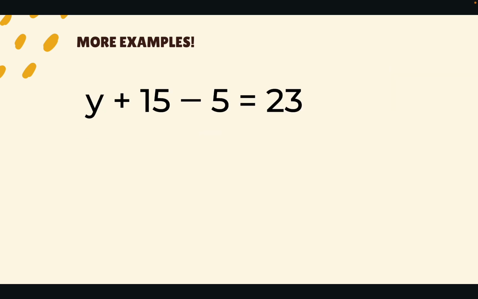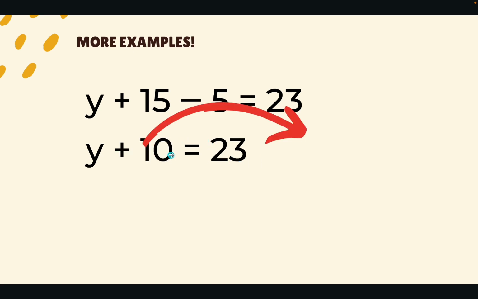Let's have more examples. I have here y plus 15 minus 5 is equal to 23. When we see this one, there are two constant numbers before the equal sign, that will be 15 and 5. What we are going to do here is solve first for the constant. So let us solve. 15 minus 5 is equal to 10. Correct. Now we have y plus 10 equals 23.